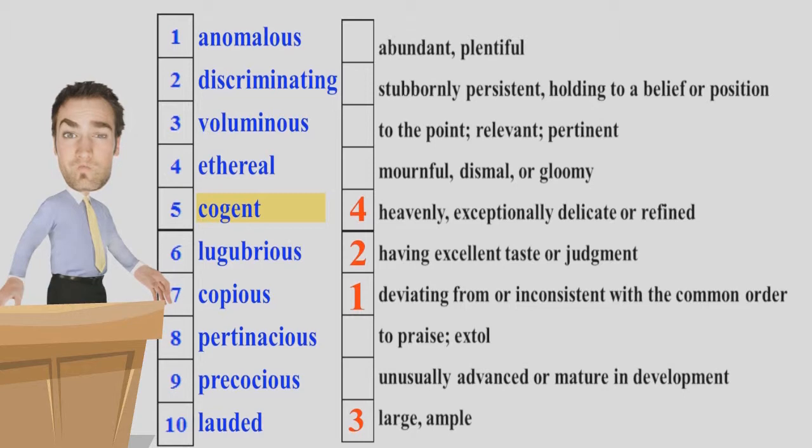So which word does this best pair up with on the test? Well, if you look at cogent, there's nothing about knowing, but if you look at the third one down, it means to the point, relevant, or pertinent. If it's cogent, it's knowable, and that's exactly another way of looking at the meaning. It's knowable. It's to the point. It's relevant. I understand it. It's pertinent. So it should be paired up with that one.